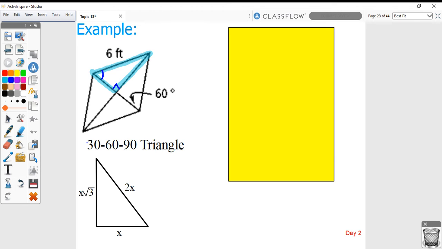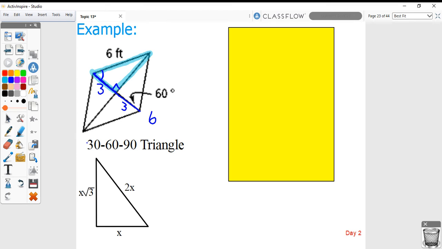First is that the shorter leg is half the length of the hypotenuse. So if our hypotenuse is 6, that means this piece right here is going to be a length of 3. And since the diagonals bisect each other, this is also going to be a length of 3. So that blue diagonal going all the way across right there is a total of 6.